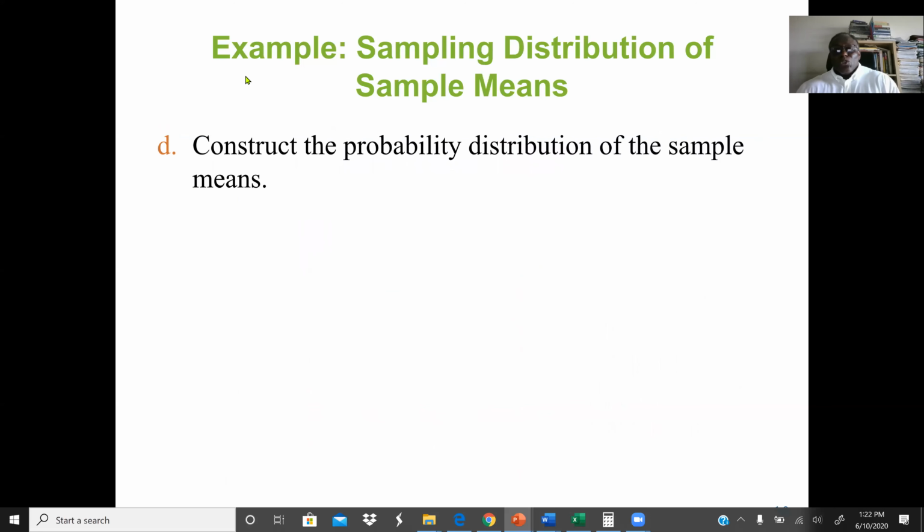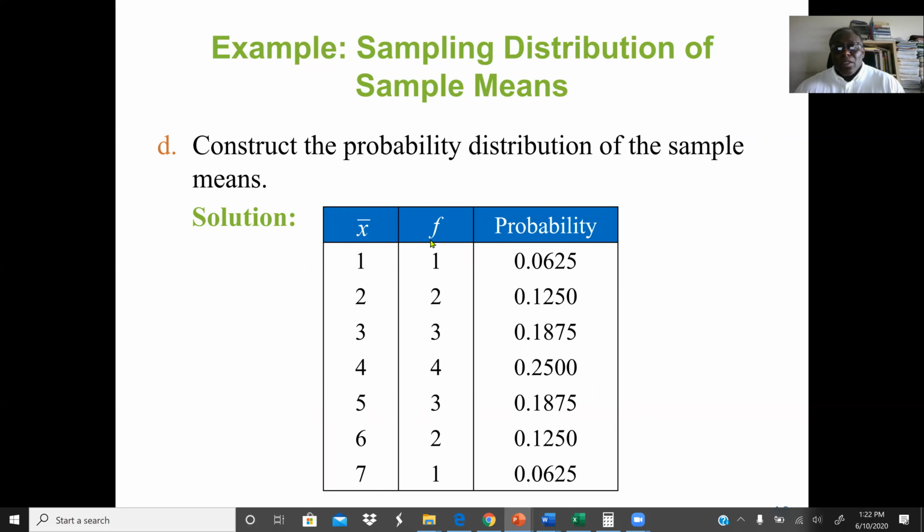Now they say we should consider the probability distribution of the sample means. So here we have values from 1 to 7. We have only one 1, two 2s, three 3s, and so on. Then we get the probability for each.